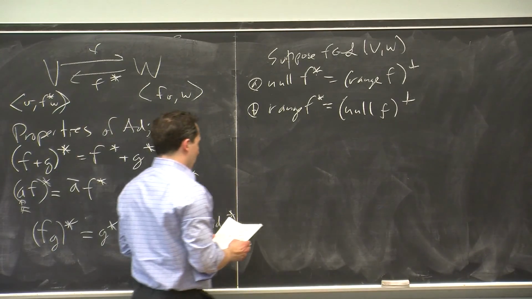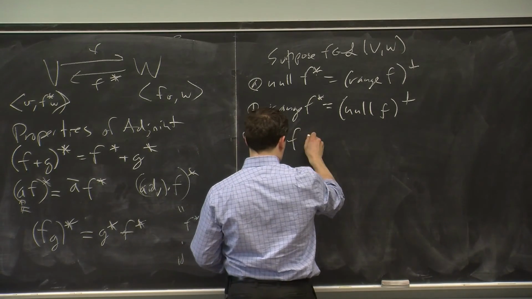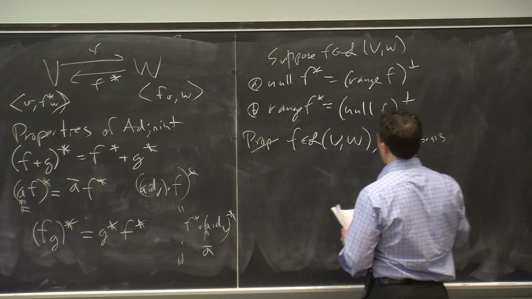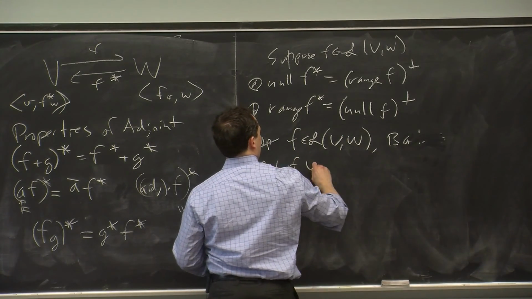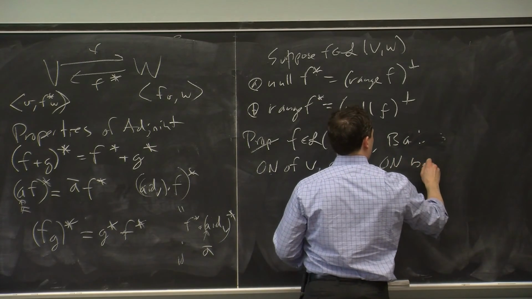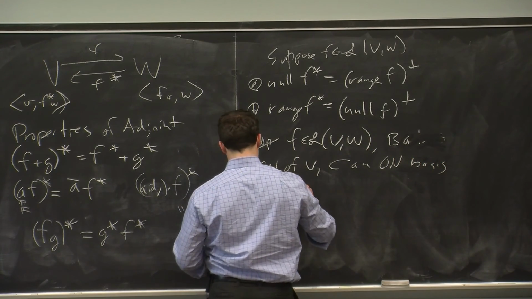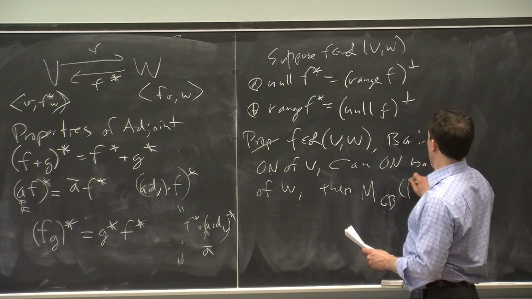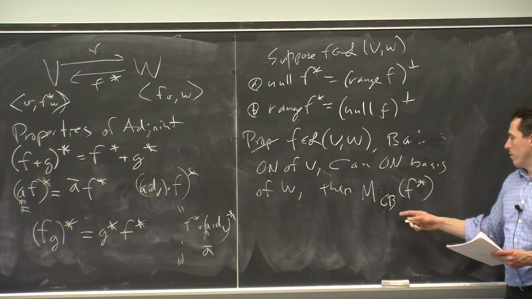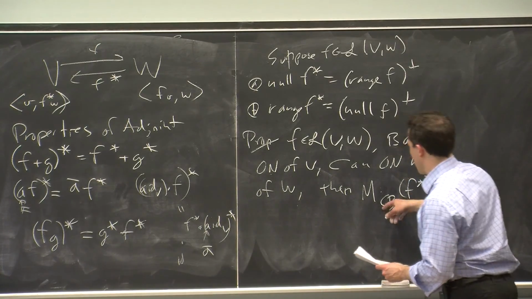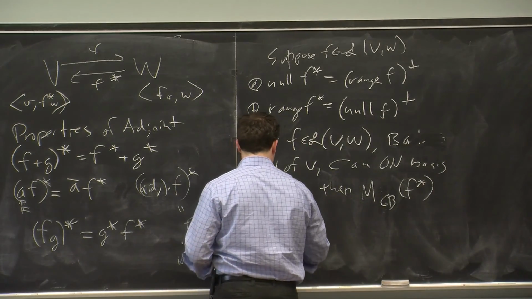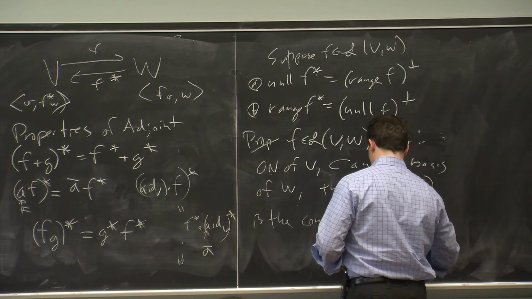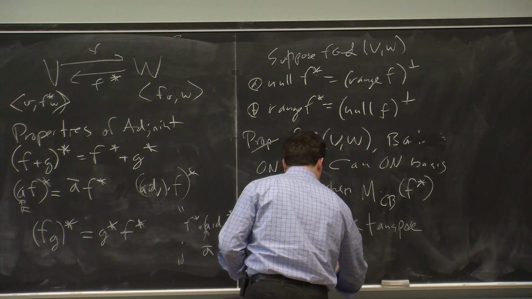We had that they interacted well with orthonormal bases, in the sense that given a linear transformation, B an orthonormal basis of V, and C an orthonormal basis of W, then the matrix with respect to C, B of F star, so F star goes from W to V, so we need the matrix to be CB instead of BC, is the conjugate transpose of the other matrix, the matrix BC of F.